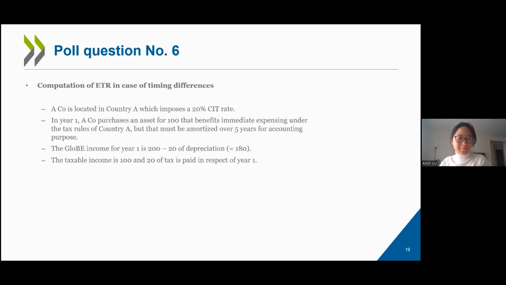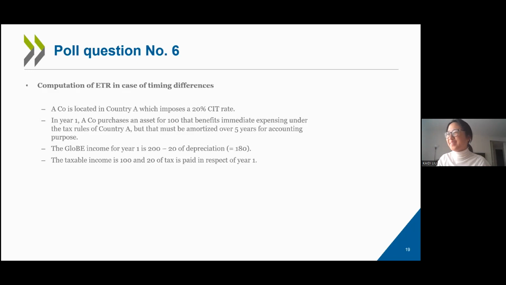The facts for number 6: ACO is located in country A, which imposes a 20% corporate income tax rate. In year 1, ACO purchases an asset for 100 that benefits from immediate expensing under the tax rules of country A, but that must be amortized over 5 years for accounting purposes. You're creating a timing difference. And then the GloBE income for year 1 is 200 minus 20 of depreciation, which is 180. The taxable income is 100, and 20 of tax is paid in respect of year 1.